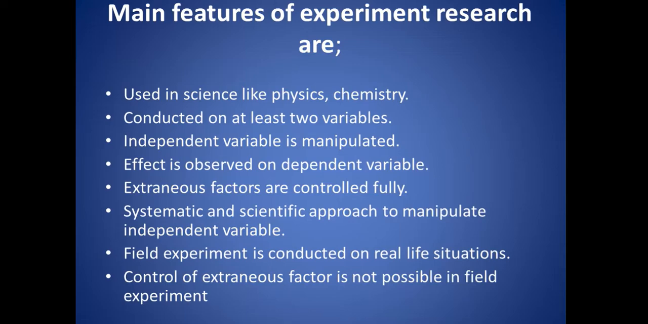The independent variable is manipulated, and the effect is observed on the dependent variable. So you increase and decrease your independent variable and then see the effect on the dependent variable. Extraneous factors are controlled fully. There may be a lot of other variables, and we decide that those which are not part of our study, we keep them constant. That is known as controlling extraneous factors. It is a systematic and scientific approach to manipulate independent variables.